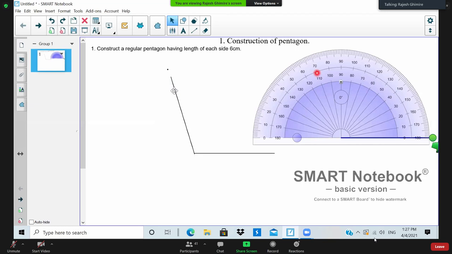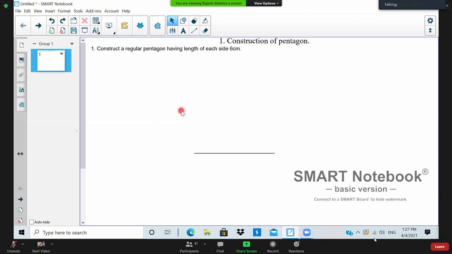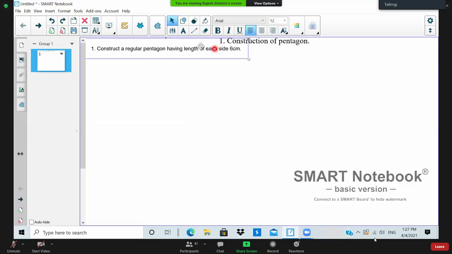First of all, I'm going to teach you to construct a regular pentagon. Look here. Please keep the materials ready. Is the whole screen visible? Yes, sir. Okay, what is written there? Construct a regular pentagon having a side length of 4 cm.